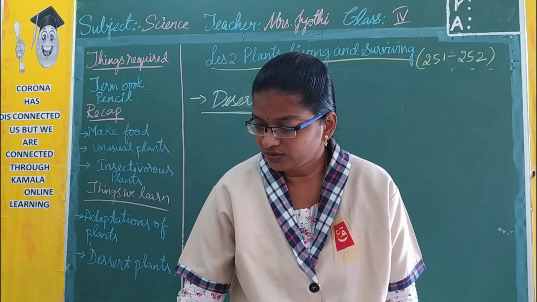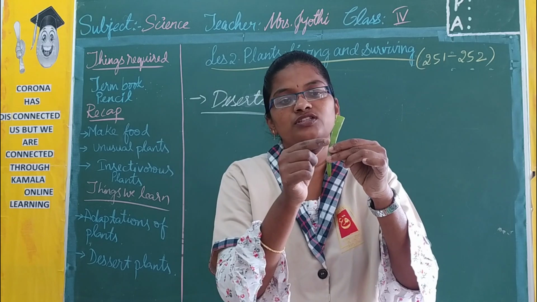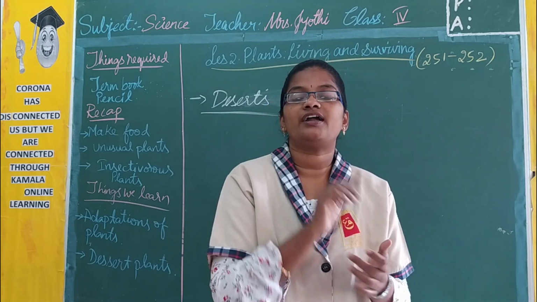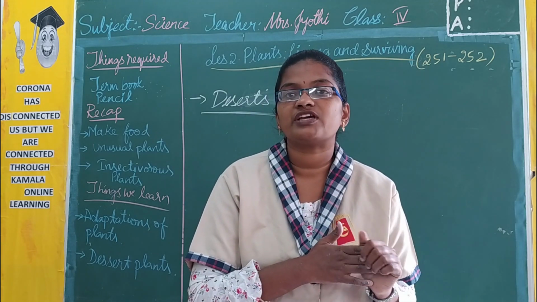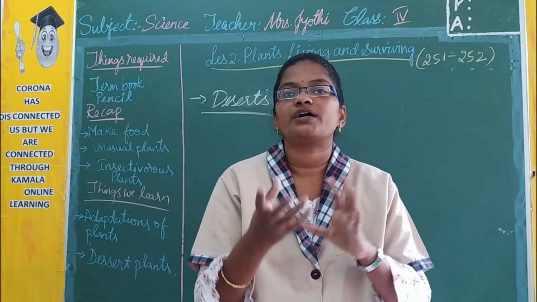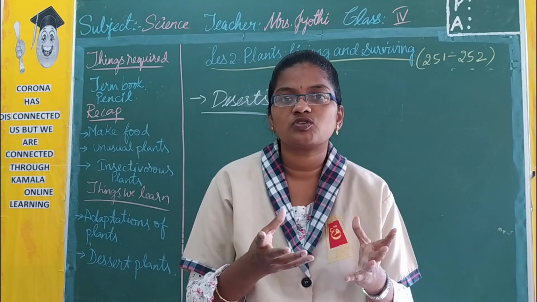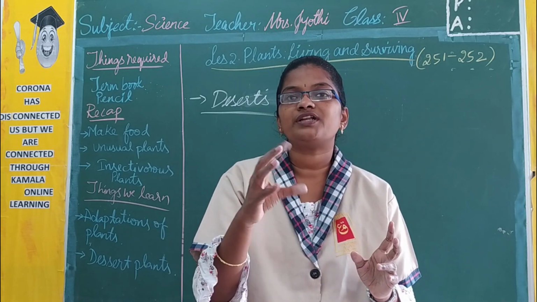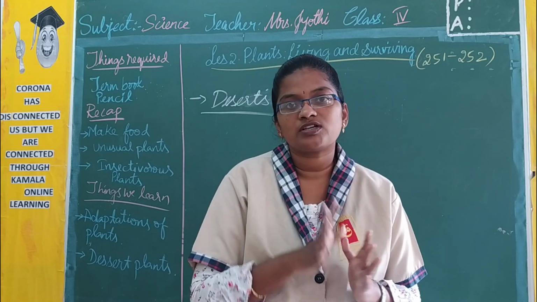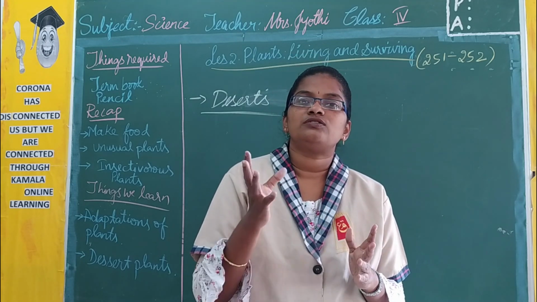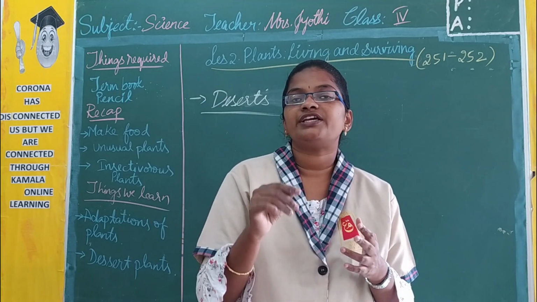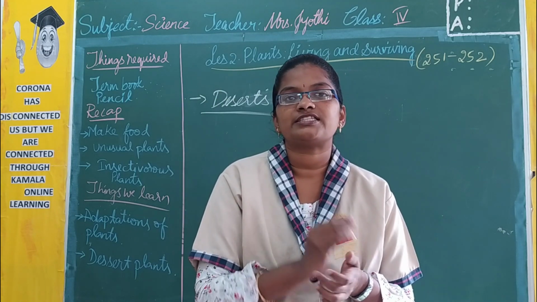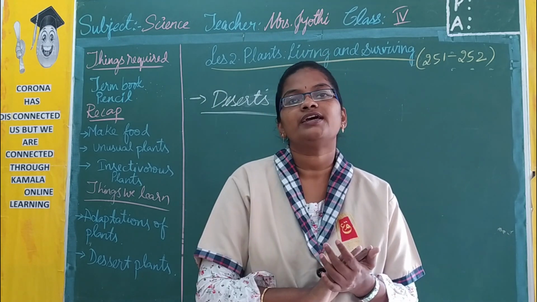As I already told you, like in the cactus plant, these thorns will be there, which are non-green and very hard. And we already discussed in the previous lesson that transpiration occurs in the leaves. That means whatever water is absorbed by the plant, the excess water that is left over is sent out through the leaves, and that process is called transpiration. So now here the leaves are very short and very hard. So the rate of transpiration is also very low, because the leaves are very small and very hard.